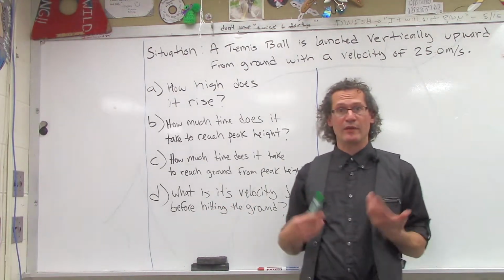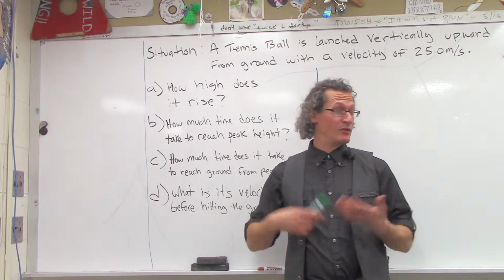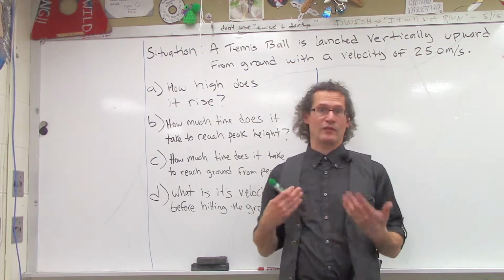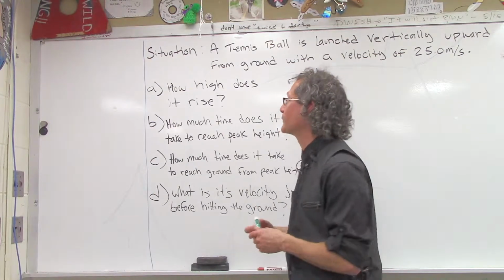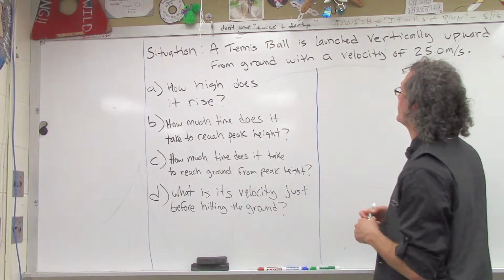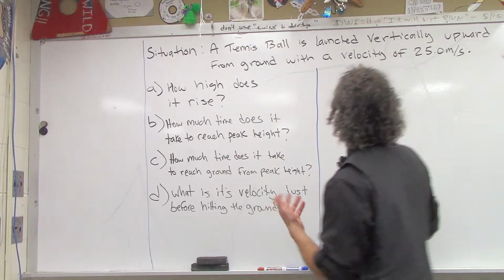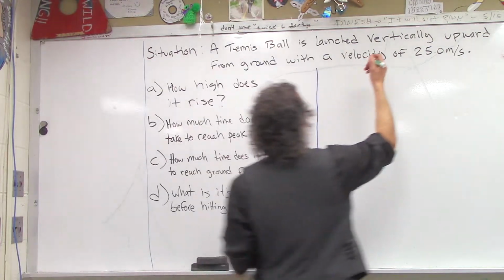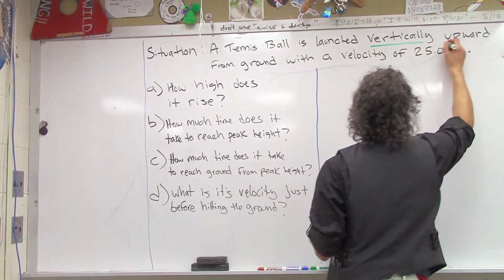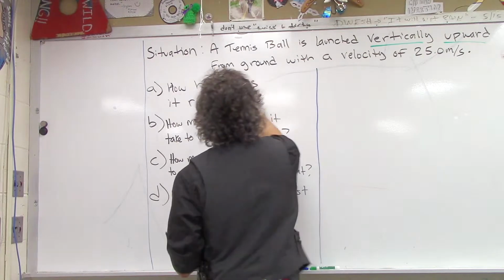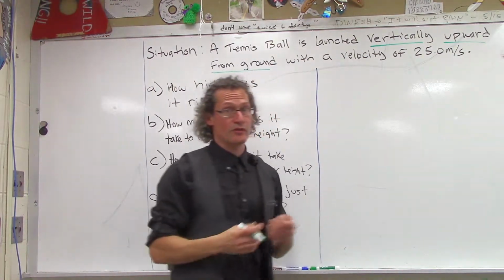So these are all things that we can tackle with our equations of motion. We just have one added thing. We have to factor in this acceleration due to gravity. So the first thing I'm going to do is read it, and we're going to look at some of the key words. We have vertically upward, okay, and from ground. So we have somewhat of an origin there as well.